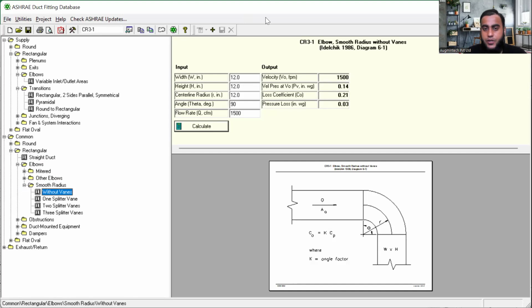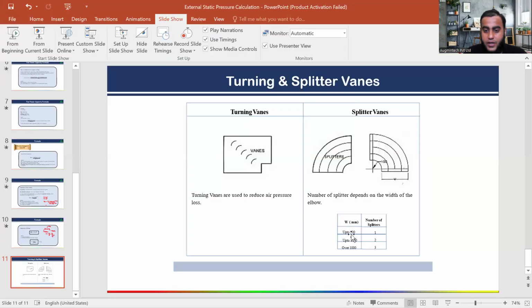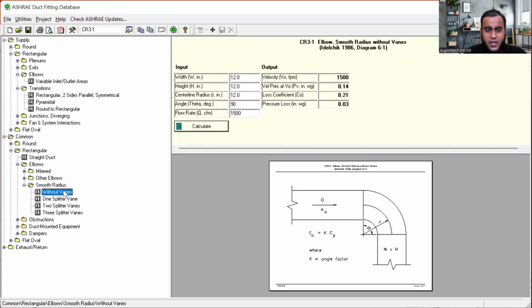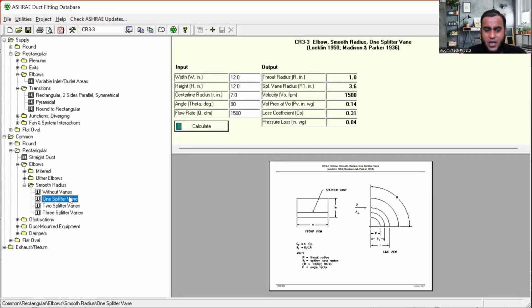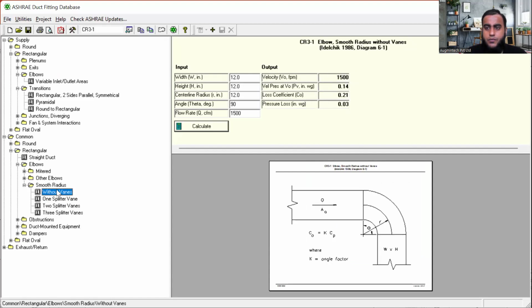I have already explained how to do the selection of vane. If your duct width is up to 500 mm, how many splitters? One. So in our case, our duct width is 300, so a single splitter vane is enough. Otherwise, the without vane option is given, because our width is less than 500, meaning 300, so you can go for without vane. So here, when you hit smooth radius elbow without vane, it will ask you to enter the width. So the width is 12-inch, I have entered.